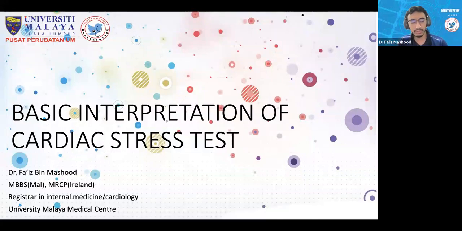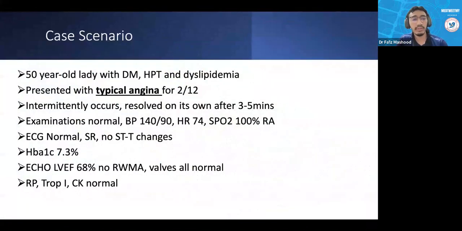So without further ado, I think we can start with our topic today, basic interpretation of a cardiac stress test. Okay. So we start our session with a case scenario. We have a 50-year-old lady with DM, hypertension, and dyslipidemia. She initially presented to our center with a typical angina for the past 2 months. Typical in the sense it was retrosternal and slightly heavy and associated with left-sided discomfort and mild SOB. Otherwise, it intermittently occurs, but it resolved on its own after 3 to 5 minutes.